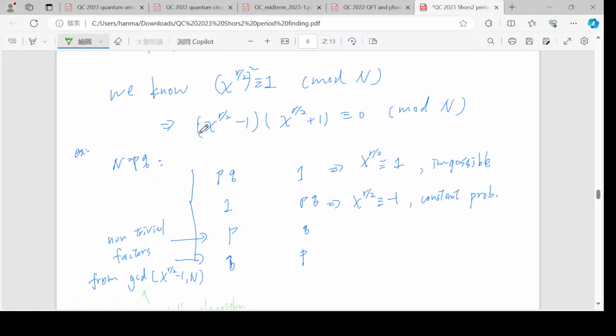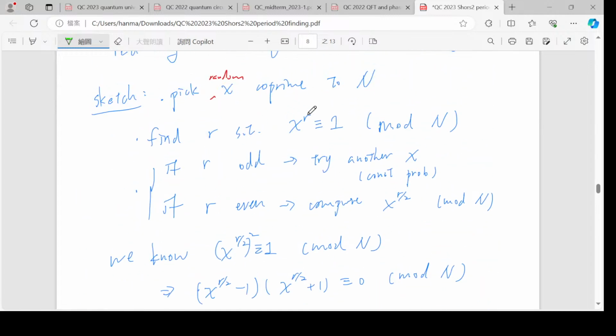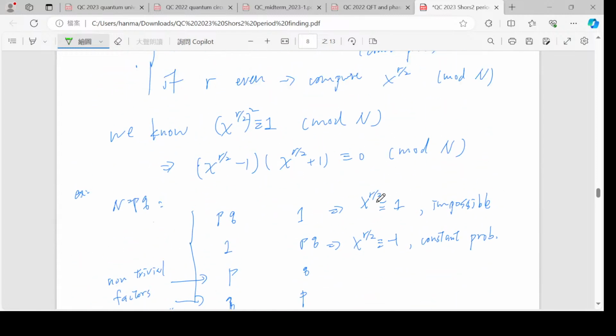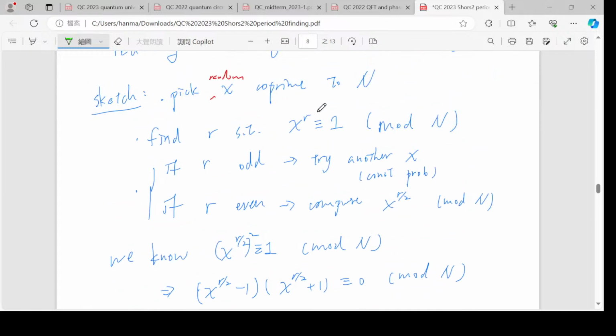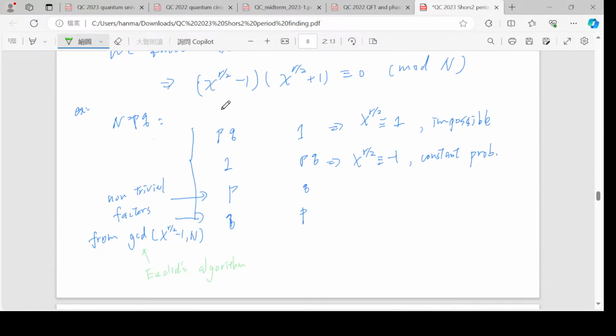And so pq goes here, then we are saying this part is 0, and this means x to the r over 2 equals 1, and this is impossible. This case says that r over 2 is a period of x, but r over 2 is also smaller than r. Then r over 2 would be the actual period. That's impossible, because we said r is the smallest possible number such that x to the r equals 1. So this case cannot happen.